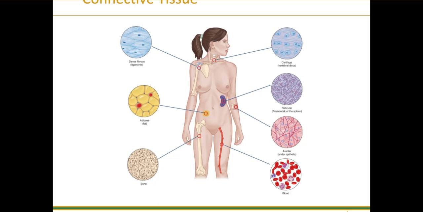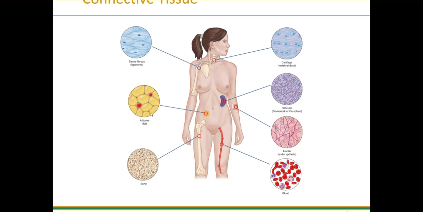The unique thing about connective tissue is the extracellular matrix. The extracellular matrix is the framework that allows the cells to be embedded within it to provide the structure for the particular type of tissue. So you can see we have things like dense fibrous, which are ligaments. That's a type of connective tissue.